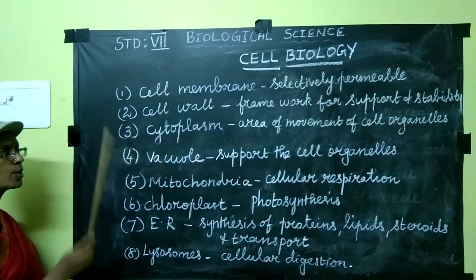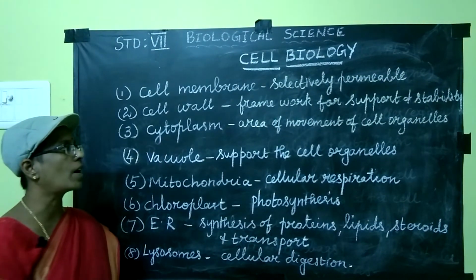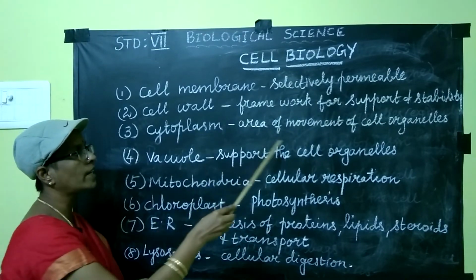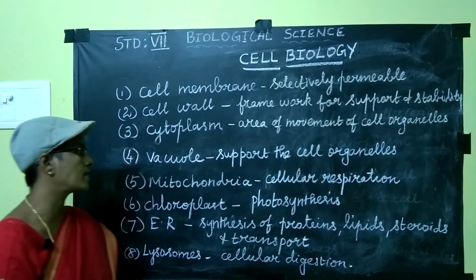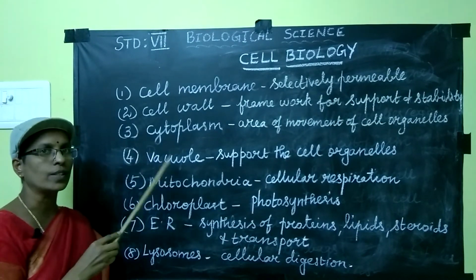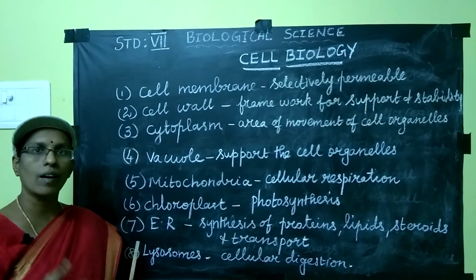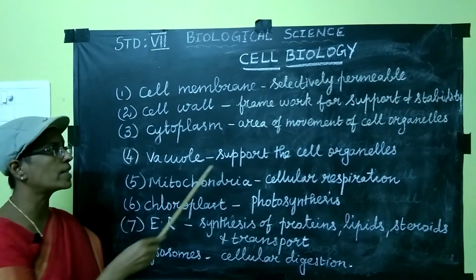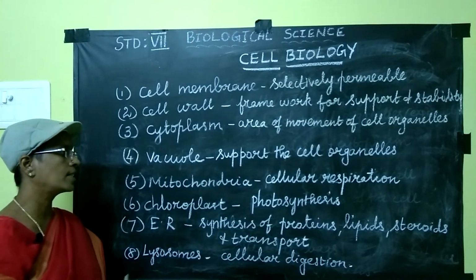Next one is the cytoplasm. The cytoplasm allows the cell organelles to move around. So, it is the area of movement of cell organelles. And then next one is the vacuole. The vacuole contains all the organic and inorganic molecules with water. So, they support the cell organelles.